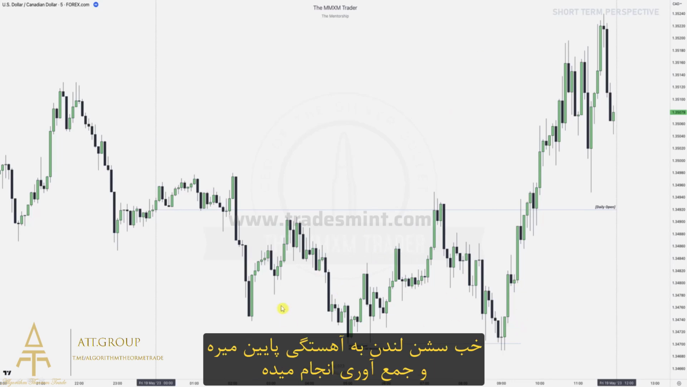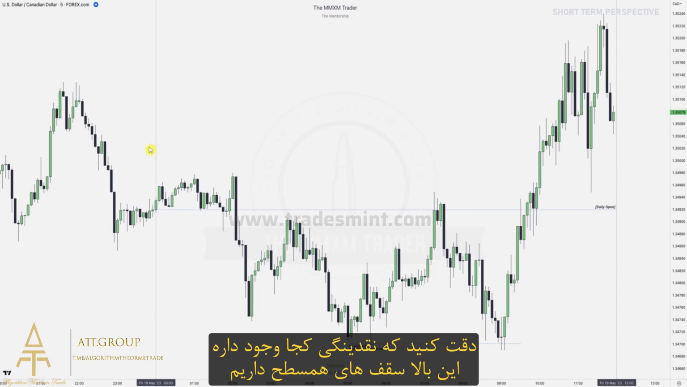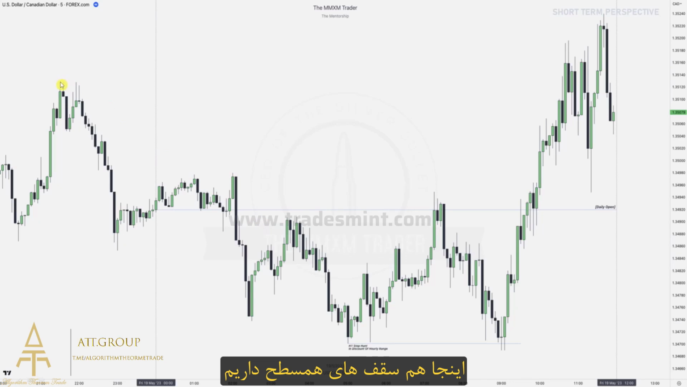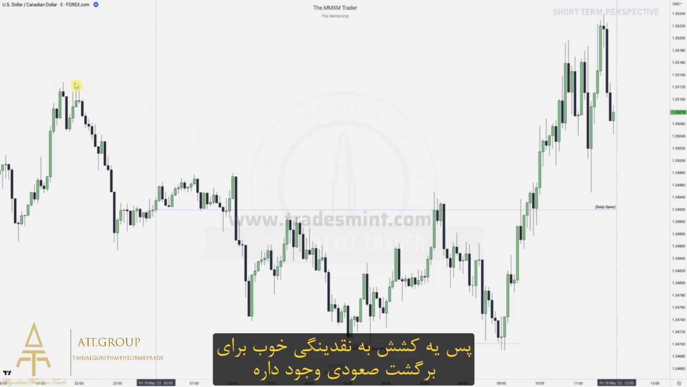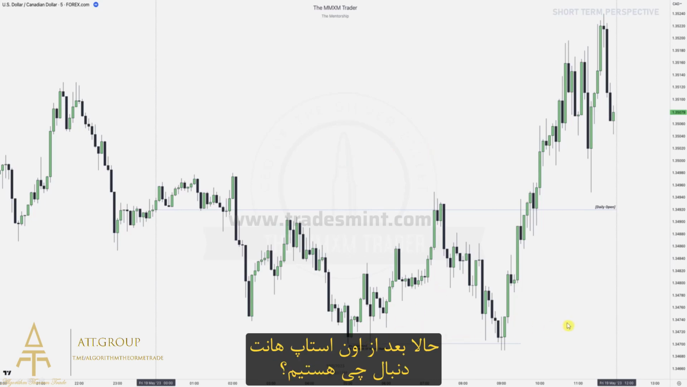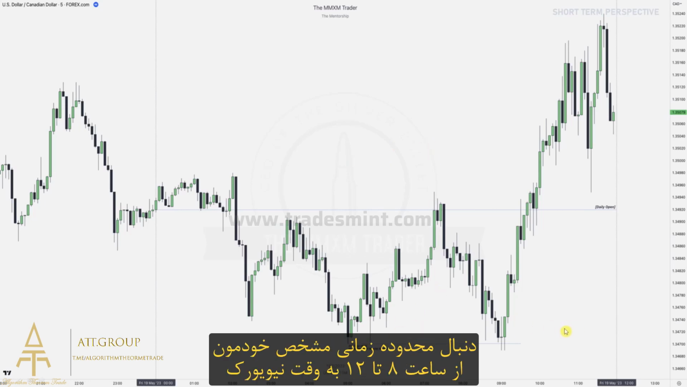So with London session slowly trading lower and lower, still accumulating, and notice where the liquidity is resting, right? We've got that equal highs up here. We got this equal highs up here. So we have a nice draw on liquidity to go for a bullish reversal. Now, after that stop hunt, what are we looking for? Our specific time frame, right? 8 a.m. to 12 p.m. EST.